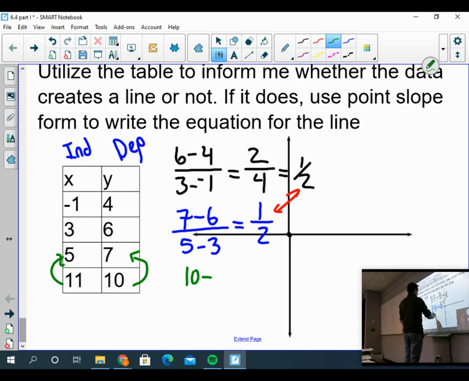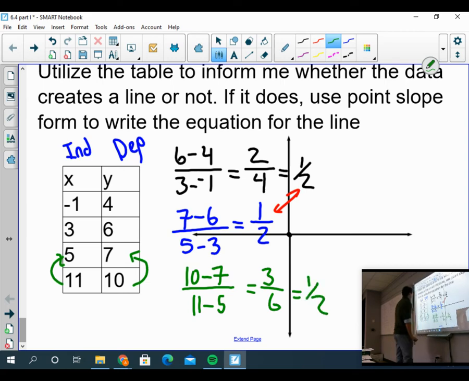10 minus 7 is 3. And 11 minus 5, 3 over 6, which again is equal to 1/2. And we could even go from 10 to 4 and then 11 to negative 1. You could go from 10 to 6 and 11 to 3. The slope is consistently 1/2.